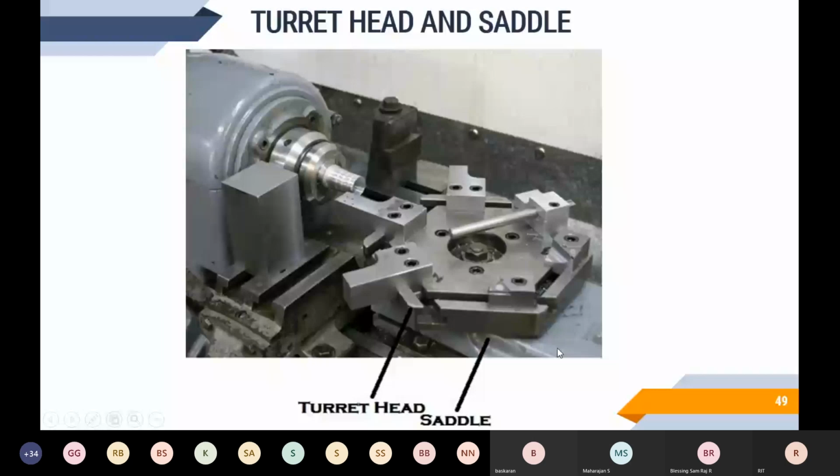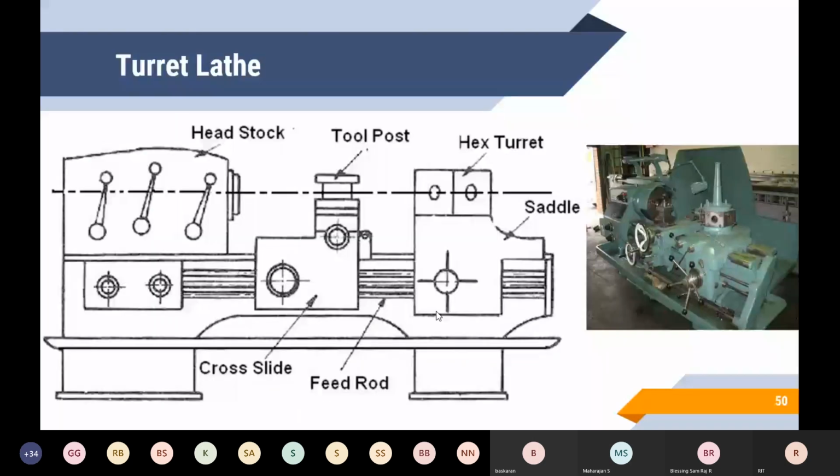Then another semi-automatic lathe is the turret lathe. You see the difference? There is no tailstock present here. The hexagonal turret directly rests on the saddle. The construction is also different, because in the turret lathe the turret is mounted directly on the saddle, but in the capstan lathe the head is mounted on the ram. The ram slides on the saddle. For feeding the tool, the entire saddle is moved.